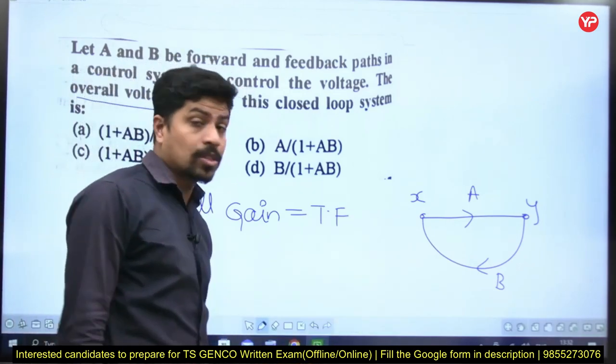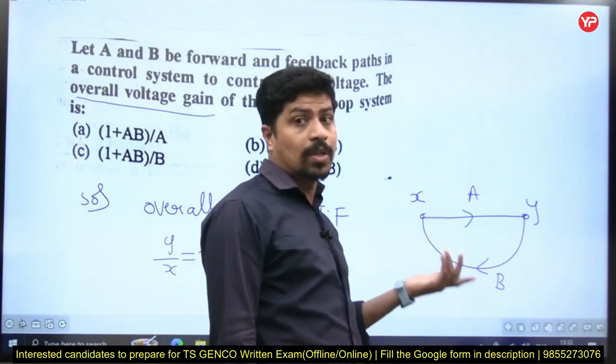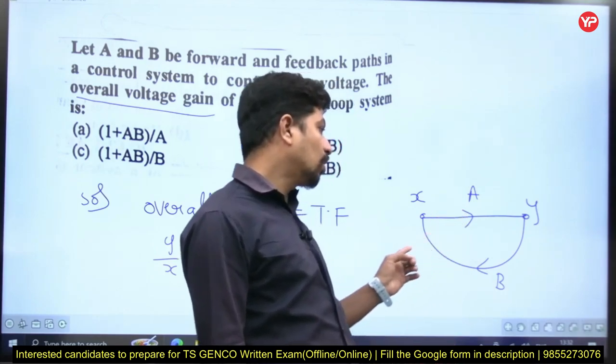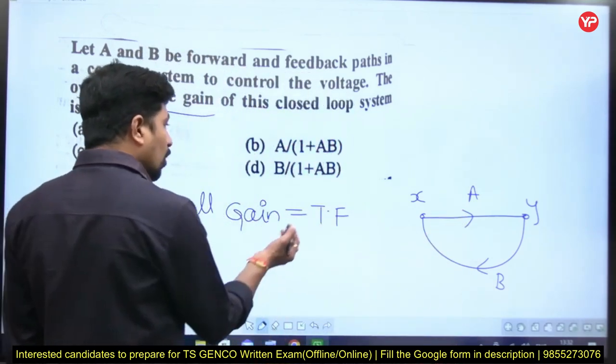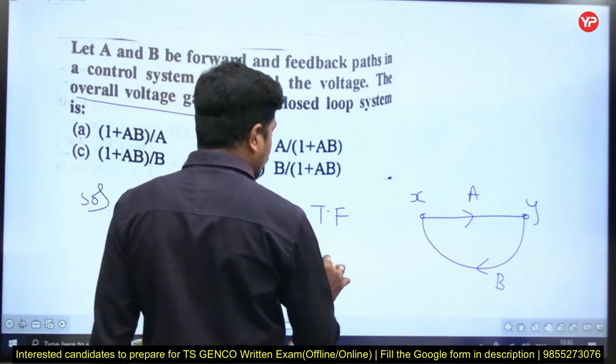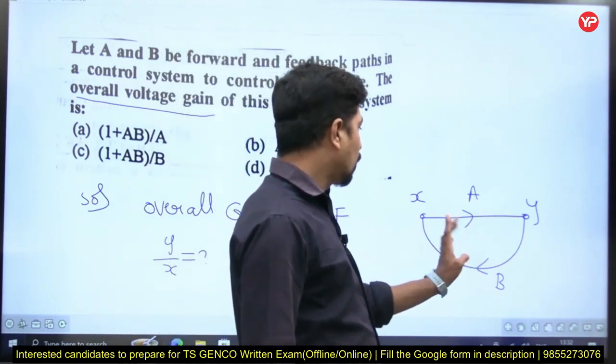See, my Mason's gain formula is not applicable here because the input node is not defined. What is an input node? The node which is having only outgoing branches is called an input node. But this node X is having both incoming as well as outgoing branches. So write the algebraic equations. Y is equal to XA.